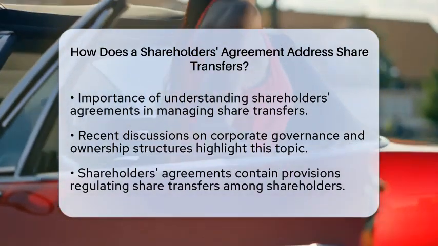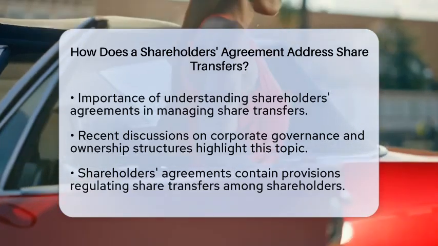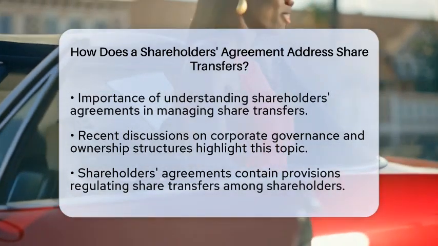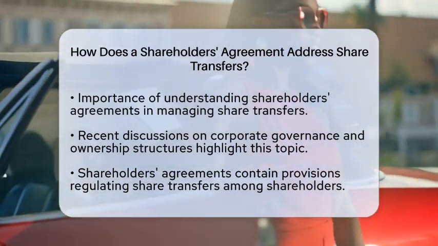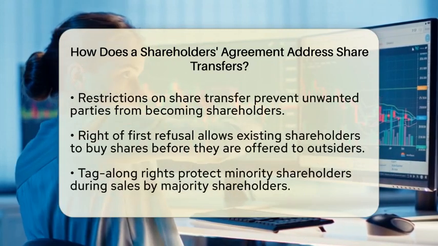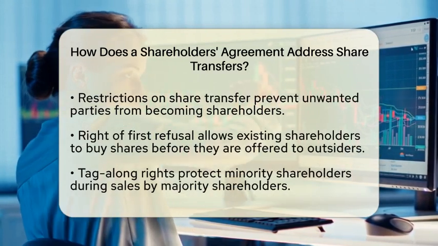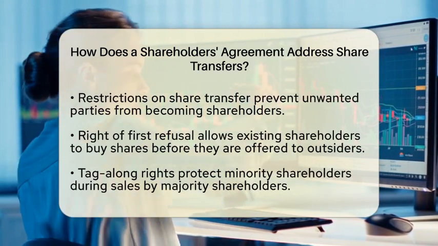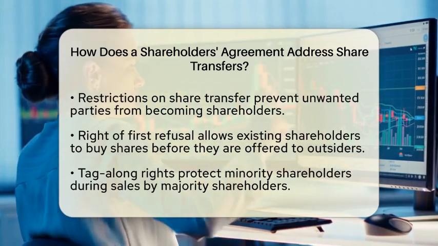A shareholders agreement typically includes specific provisions that regulate the transfer of shares among shareholders. These provisions are designed to control who can buy or sell shares, under what conditions, and how shares can be transferred to protect the company and existing shareholders. One key aspect is restrictions on transfer. The agreement often sets limits on transferring shares to third parties without prior approval from other shareholders or the company. This prevents unwanted parties from becoming shareholders and helps maintain the existing ownership structure.